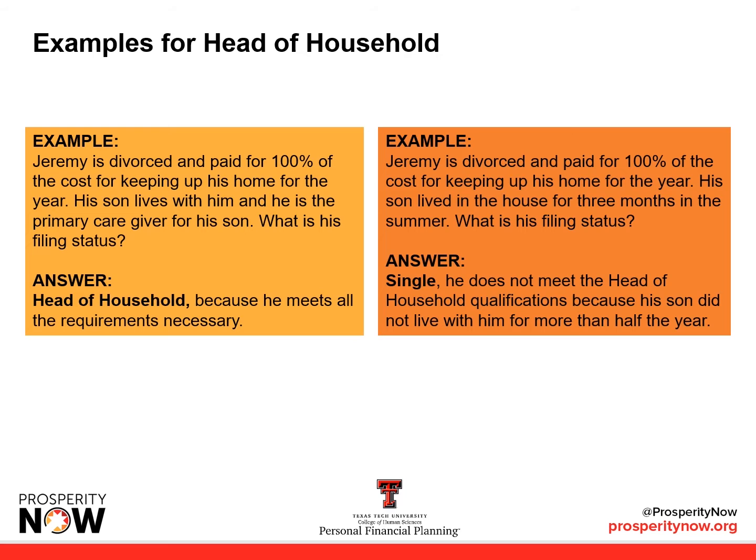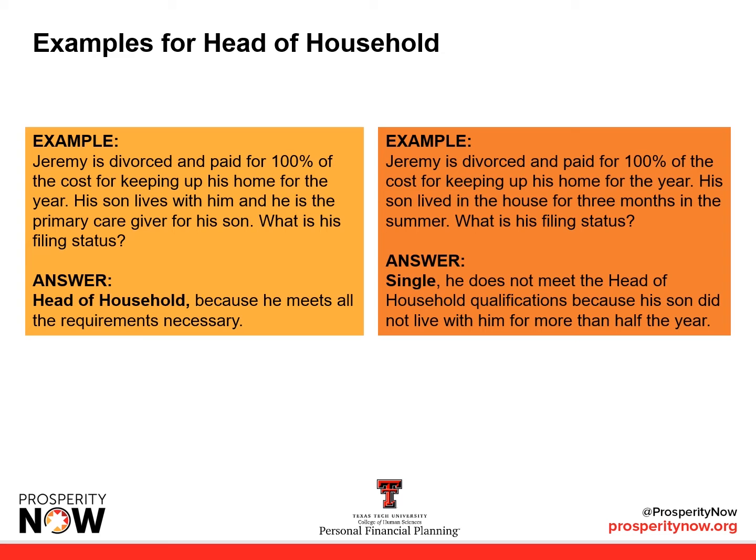Here are 2 examples of head of household. For example, Jeremy is divorced and paid 100% of the cost of keeping up his home for the year. His son lives with him and he is the primary caregiver for his son. What is his filing status? The answer: head of household, because he meets all of the requirements necessary.